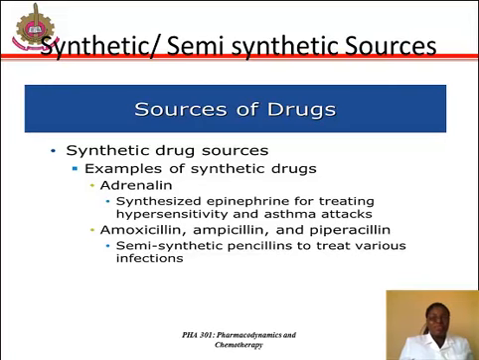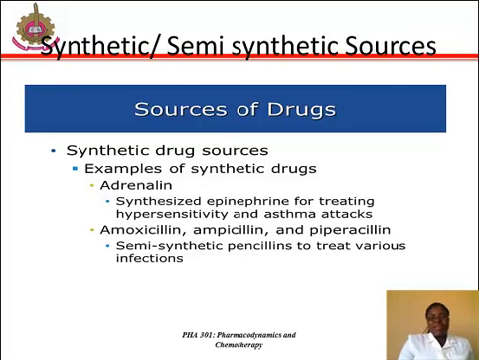The semi-synthetic source: when the nucleus of drug obtained from natural source is retained but the chemical structure is altered, we call it semi-synthetic. We can have penicillins, which is used to treat various infections. We can have apomorphine, diacetylmorphine, ethinyl estradiol, somatotropin, and so on.